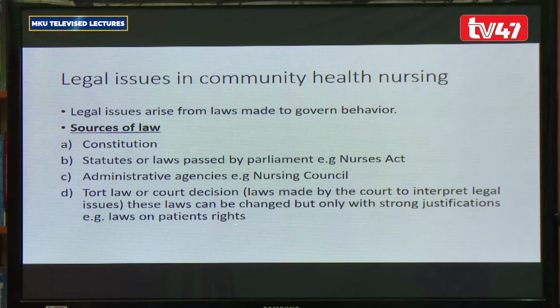And the first subtopic would be sources of law. And in Kenya, our main source of law is the Constitution. And then the other source of law is statutes or law passed by Parliament, like we know of the Nurses Act and many other acts that the Parliament actually passes.